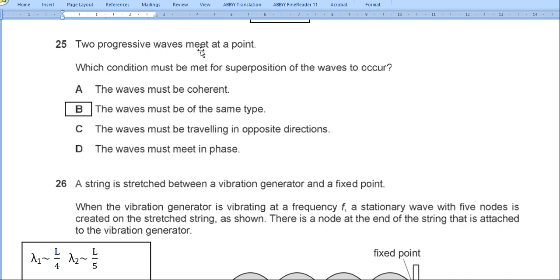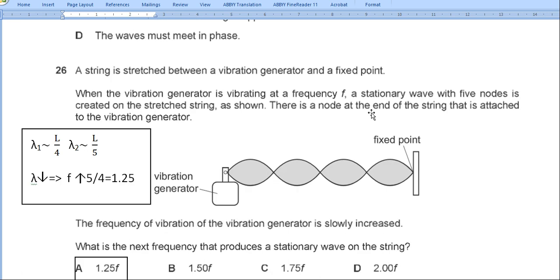Two progressive waves meet at a point. Which condition must be met for superposition of the waves to occur? Superposition is actually displacement of one wave added to displacement of another wave. So of course they should be of the same type.